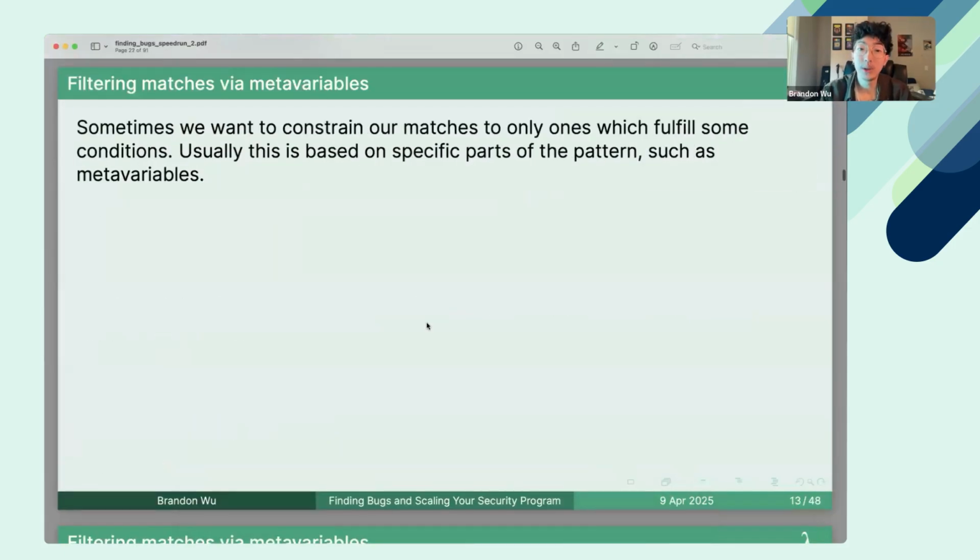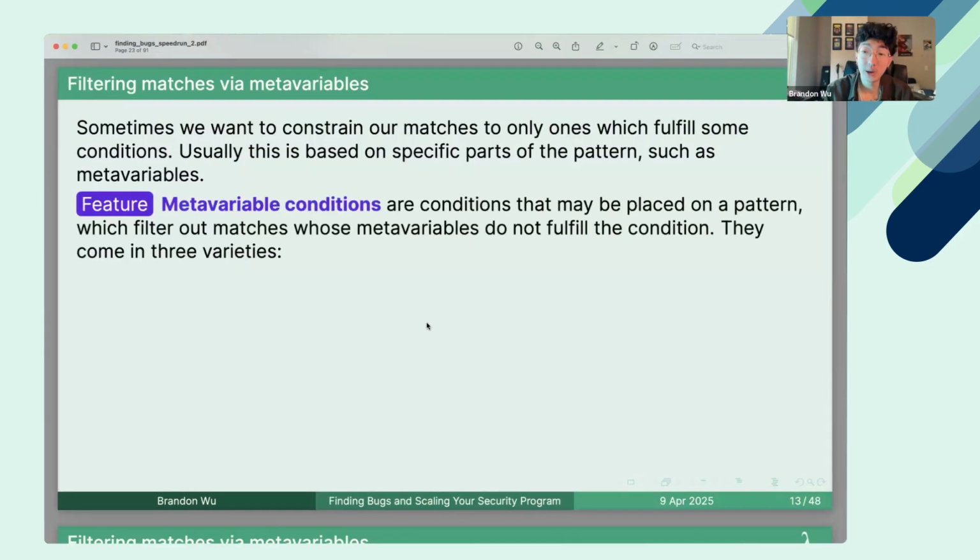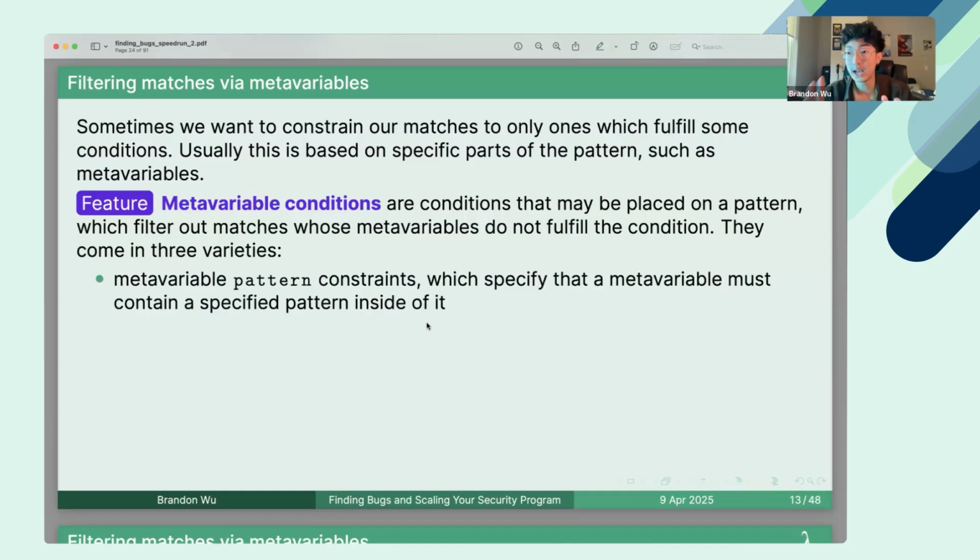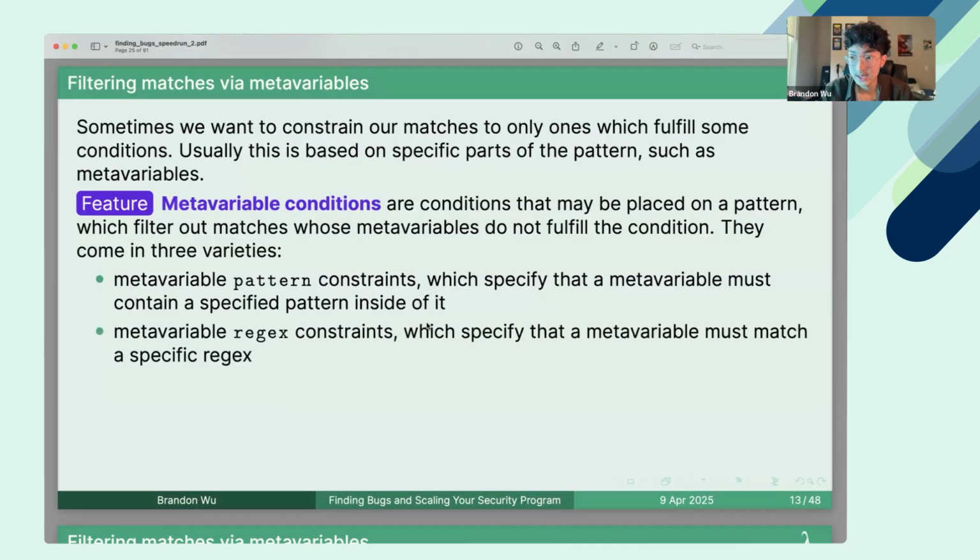Great. But let's talk about now filtering out matches. That last example didn't really have to do with filtering out matches. It had to do more so with focusing. Meta variable conditions are conditions we can place on a pattern where we will filter out anything where the pattern has a meta variable that does not fulfill the condition. Okay, and there are 3 kinds. Meta variable pattern specifies a meta variable has to have a pattern inside of it, inside of the range of the meta variable. Meta variable regex specifies that the meta variable's match has to match a particular regex textually, like syntactically.